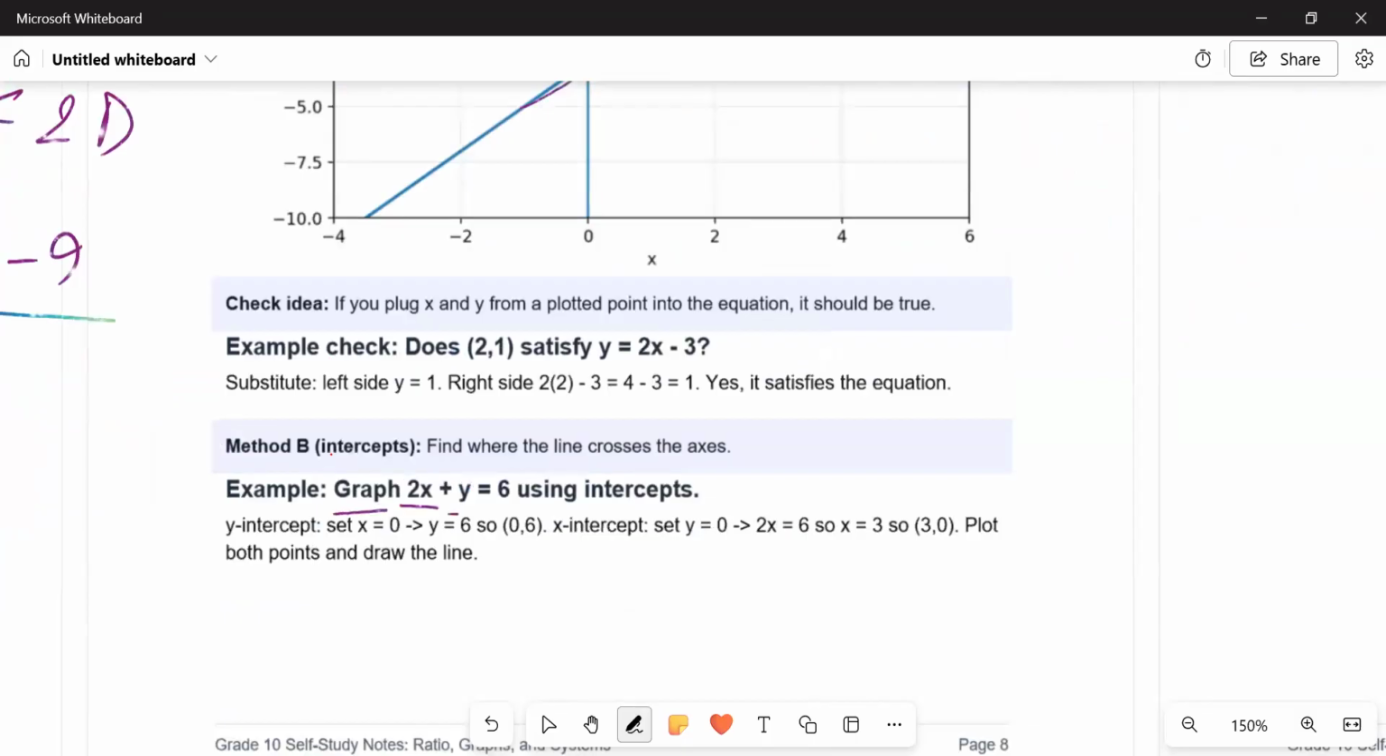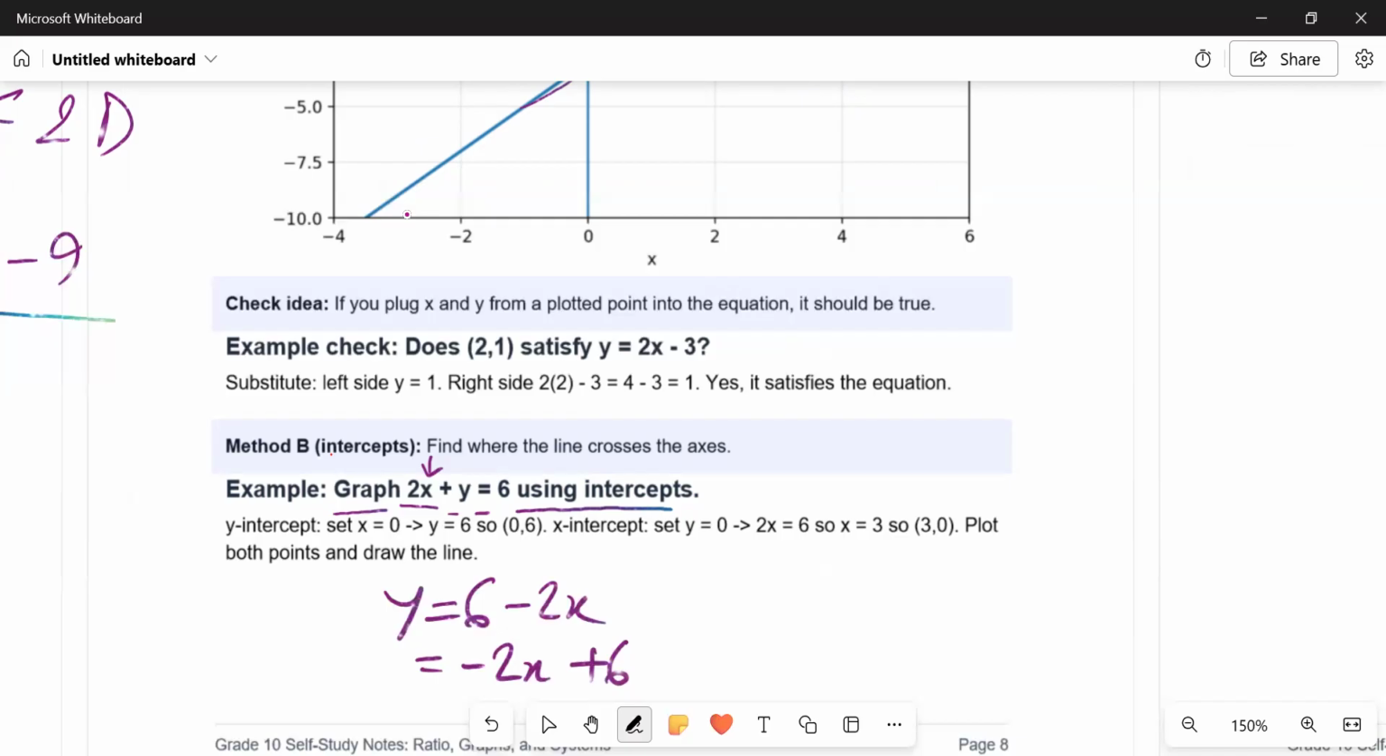Graph 2x plus y is equal to 6 using intercepts. So when we are using intercepts, we are going to put the value of x as 0. So if I put the value of x as 0 here, let me first arrange it in such a way that I have y on one side and x and other things on the other side. The dependent variable on one side and the independent variable and the constants on the other side. So it is going to be y is equal to 6 minus 2x, right? Or minus 2x plus 6.